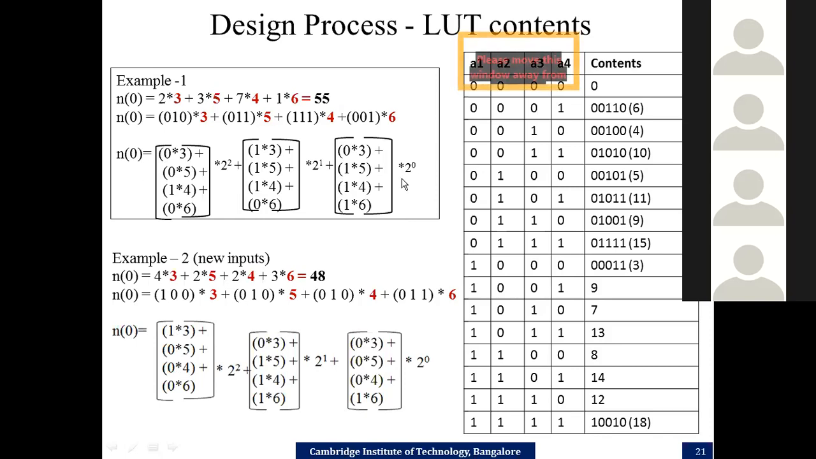But what is happening here? In the first example, the last term, that is the LSB term, 3 is multiplied by 0, 5 is multiplied by 1, 4 is multiplied by 1, 6 is multiplied by 1. So it is 0 into 3, 1 into 5, 1 into 4, 1 into 6. In the second term of the first example, 3, 5, 4, 6 remain as they are, but it is 1 into 3, 1 into 5, 1 into 4, 0 into 6. Similarly, in the MSB term of example 1, it is 0 into 3, 0 into 5, 1 into 4, and 0 into 6.